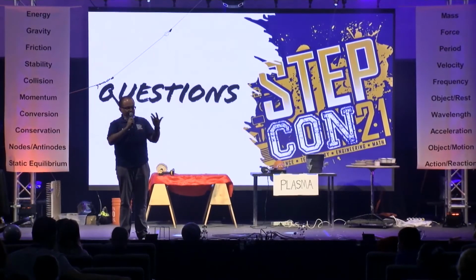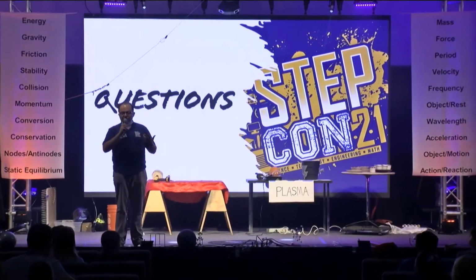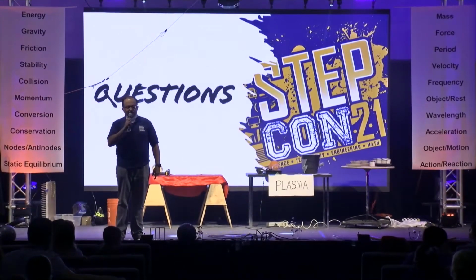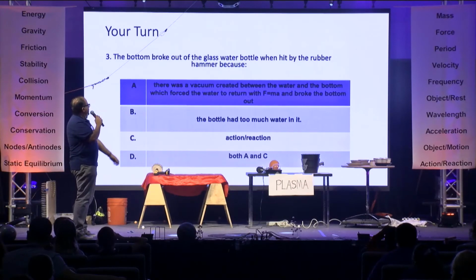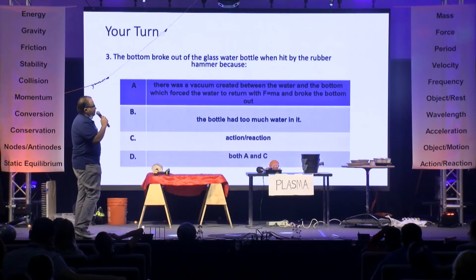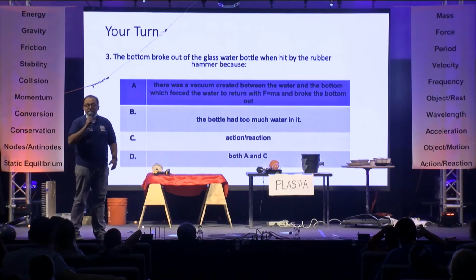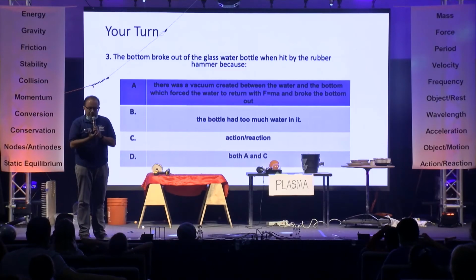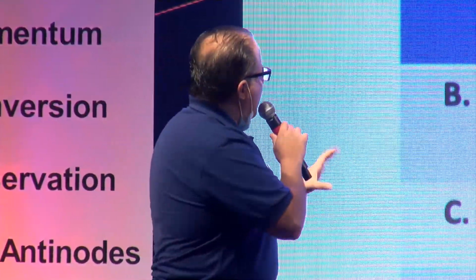Have you guys been listening? All right. Goodness gracious. A lot of learning going on today. Let's see our next question. The bottom broke out of the glass water bottle when hit by the rubber hammer. You saw that the whole bottom completely came off. That's crazy. And why did that happen?